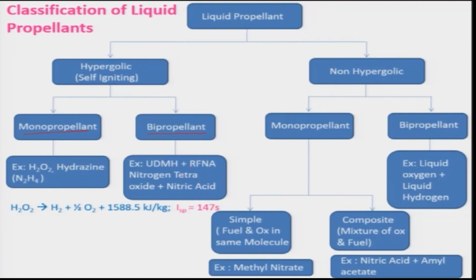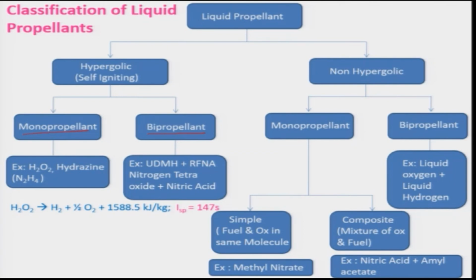And nitrogen tetroxide and nitric acid is another example of hypergolic bipropellant, which is also being used, and this can give a moderate range of ISP, or rather we call it a lower range of ISP. And the non-hypergolic propellant can again broadly be divided into two categories, one is monopropellant and the other is bipropellant.